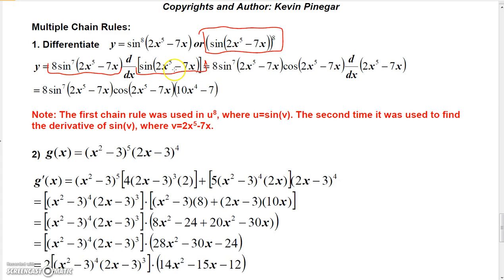So then how do I take the derivative of sine of that polynomial? Well, the derivative of sine of a function is cosine of the function, then times the derivative of the actual function. So then I finally have to take the derivative of this, and that gives me 10x to the 4th minus 7. So I end up with 8 sine to the 7th of this binomial times cosine of this binomial, and then times this other binomial. And so it's a little bit complicated, but it can be done.